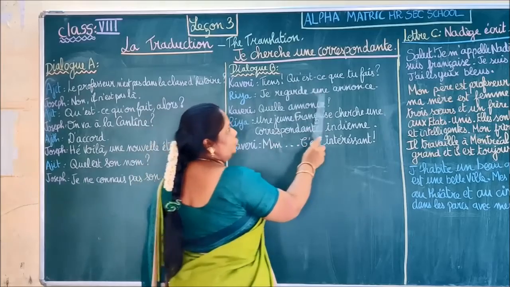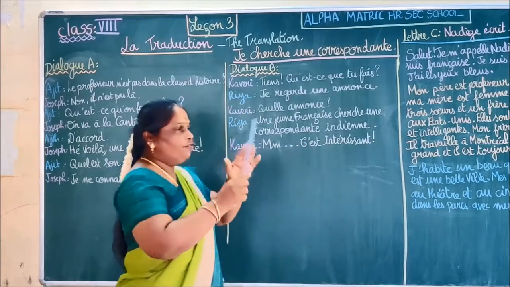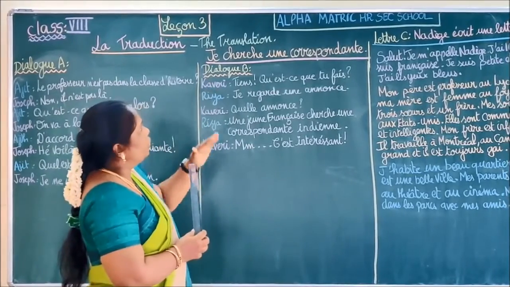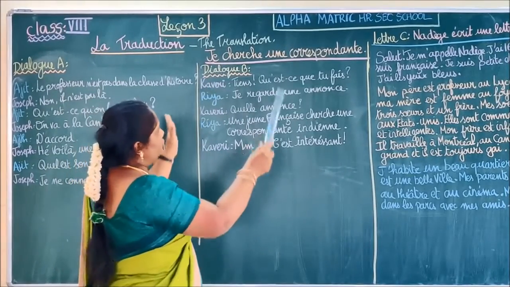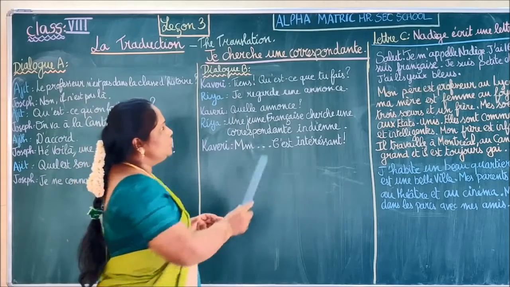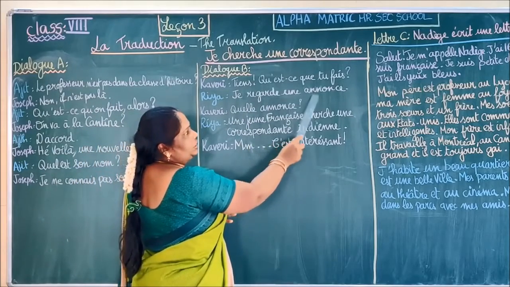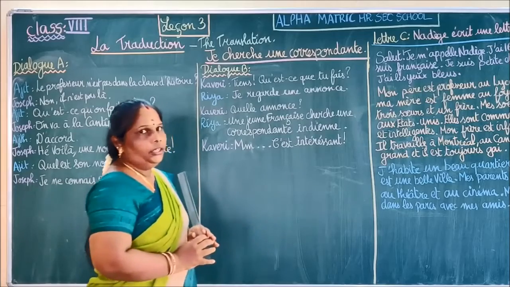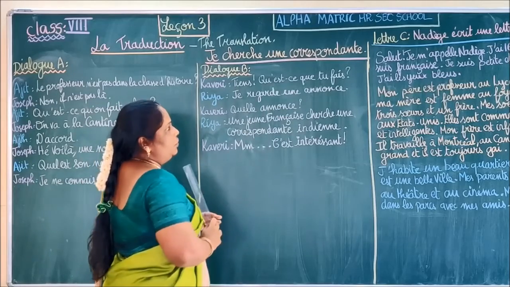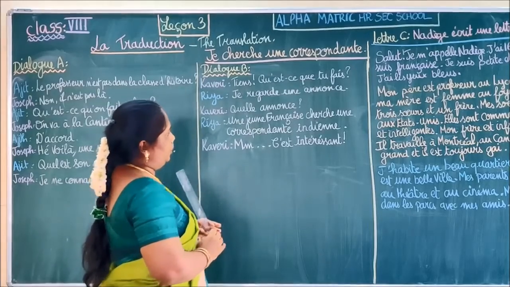Je regarde une annonce. So, in front of a board. You are in front of a board. Okay? So, you are looking at a notice. If you are looking at a notice, she is asking, then what are you doing here? She is saying, I am watching this announcement. Okay? Next, quelle annonce? Which announcement? Which news are you looking at?